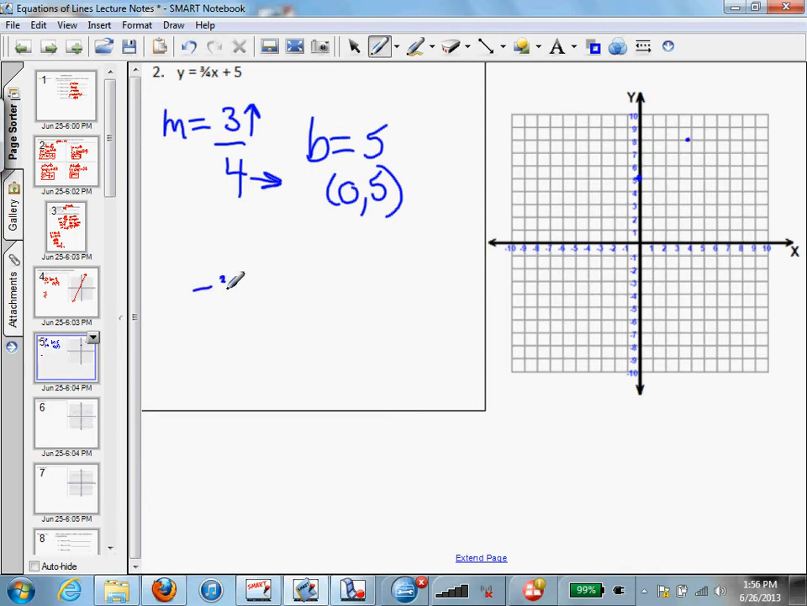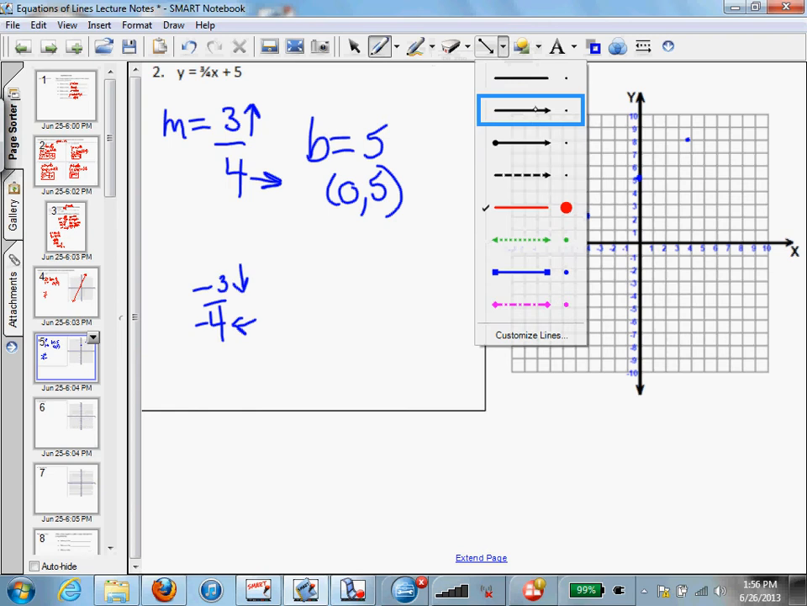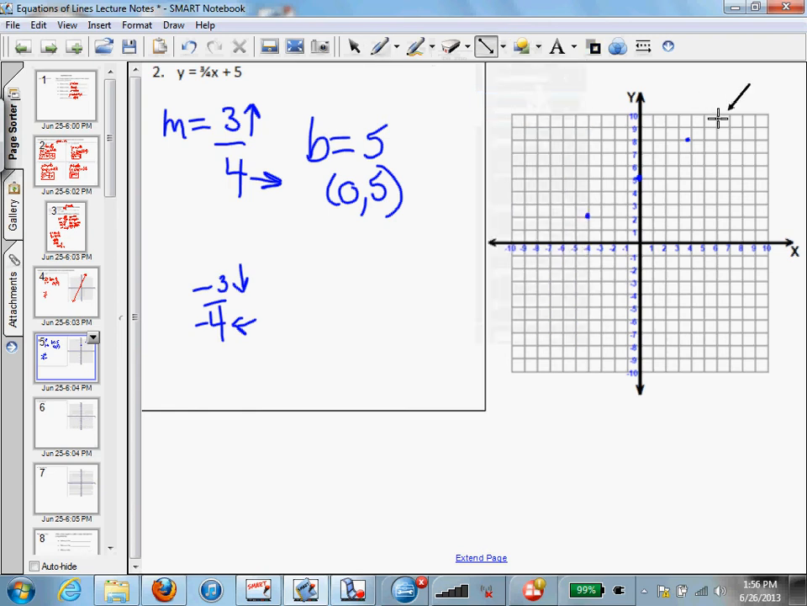You can also do the opposite for another set of points. So the opposite of 3 is -3, and the opposite of 4 is -4. So go down 4 and then go to the left 3, or go down 3 and go to the left 4. So 1, 2, 3, 1, 2, 3, 4. There's our next point. So now we can connect these and make a line, connecting the dots as best that we can. And there is our line. And remember to draw those arrows on the end of them to show that the line goes on forever.